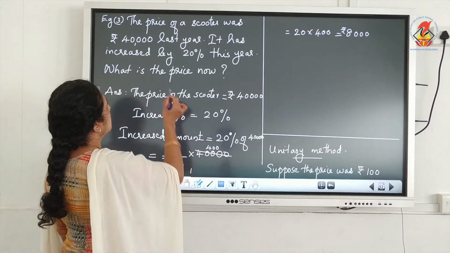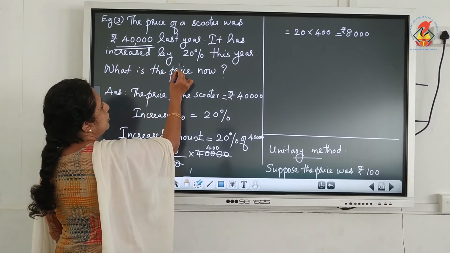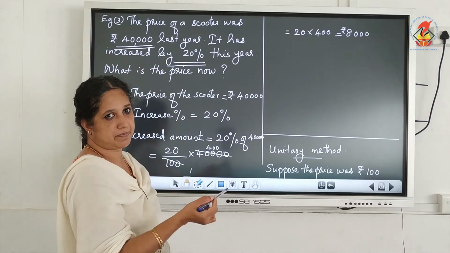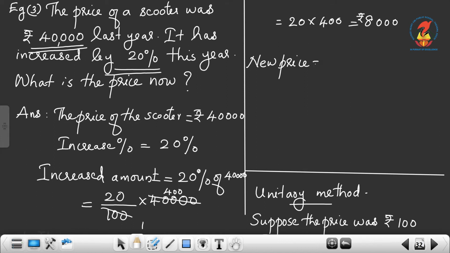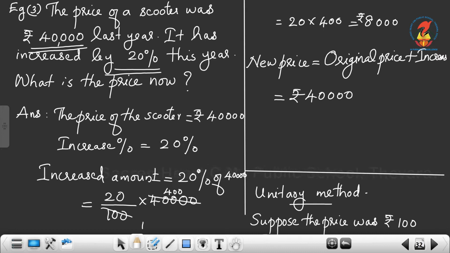So, last year's price is 40,000 and a 20% increase occurred. What will be the new price? The new price is equal to the original price, or last year's price, plus the increase. The increase is 20% of 40,000. So, the original price is rupees 40,000, plus the increase, rupees 8,000. So, the new price is rupees 48,000.